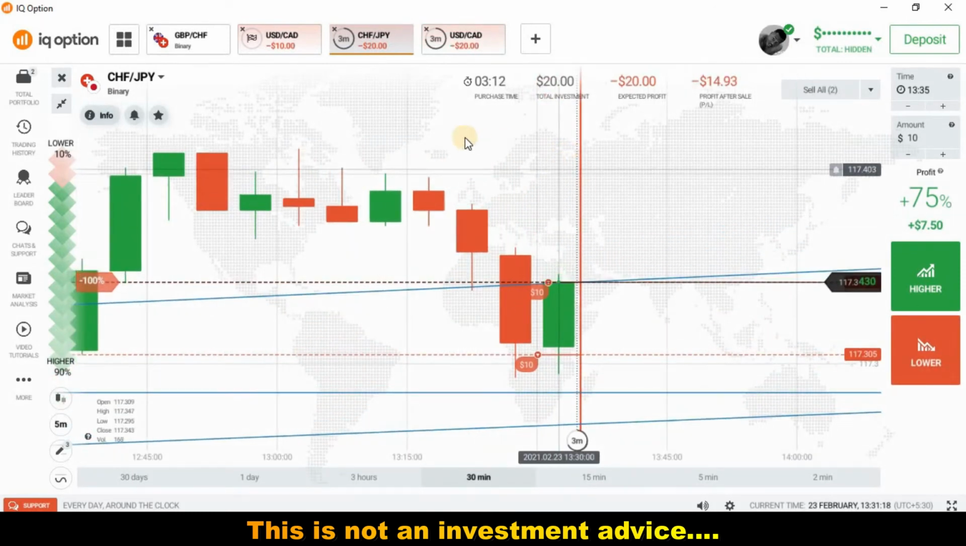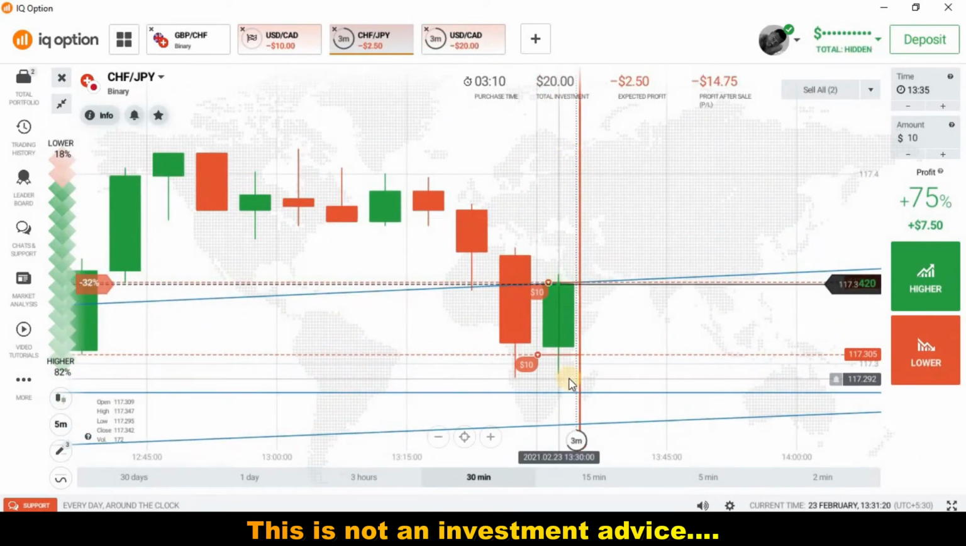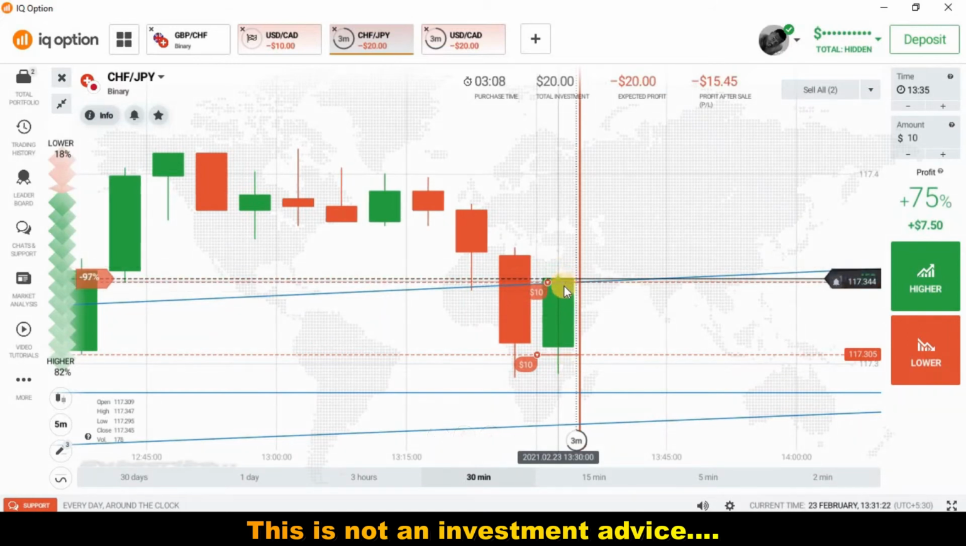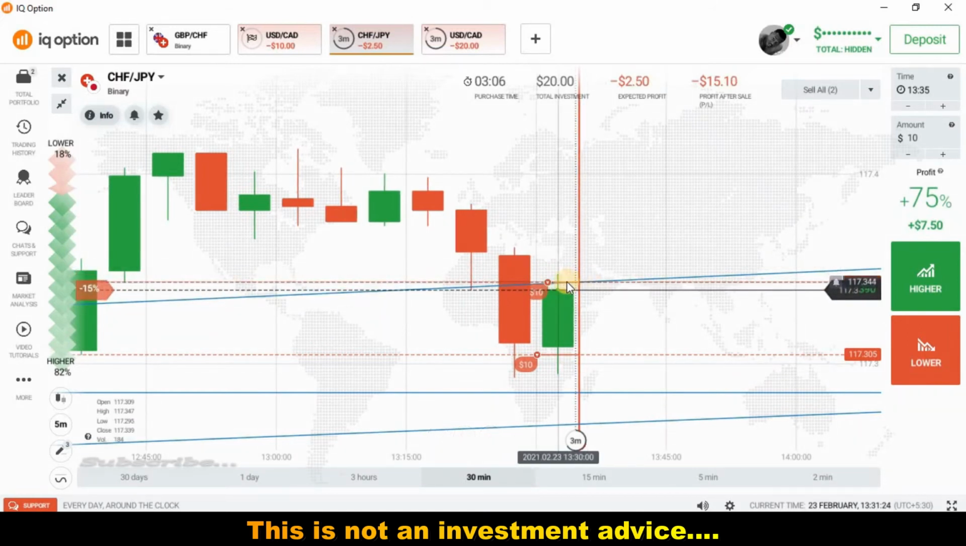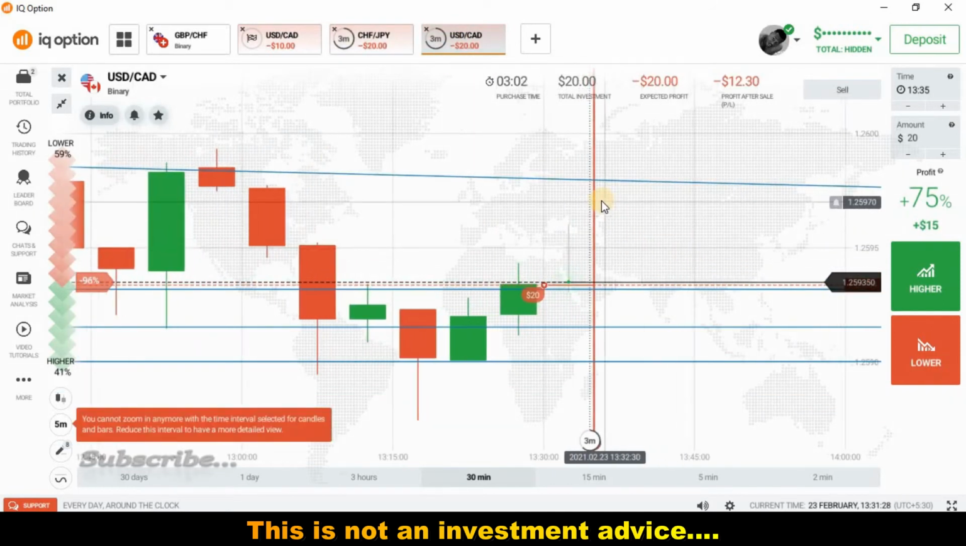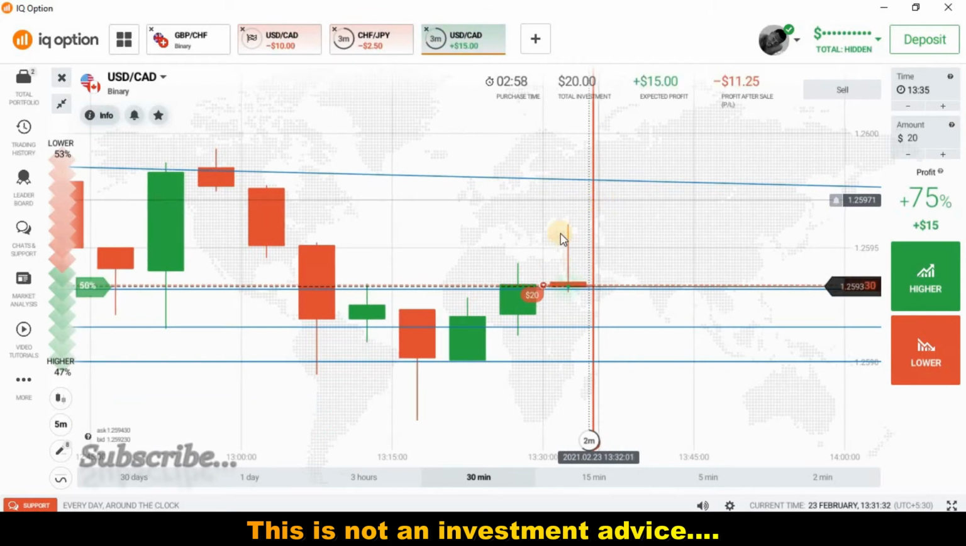Okay, I hit another 1 minute here. You see, I hit 1 minute. I continue to hit one more trade here because of the downtrend, because of the level here. I'm expecting this one to close bearish.